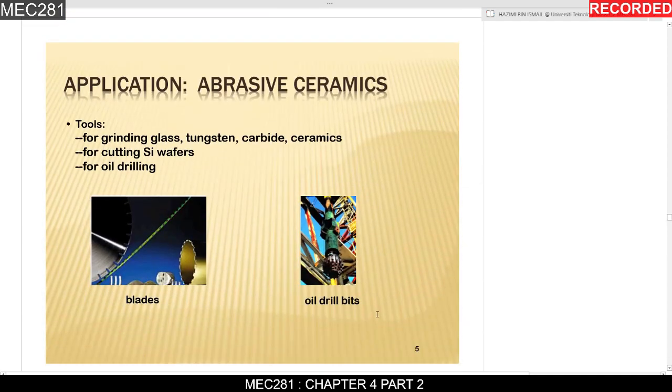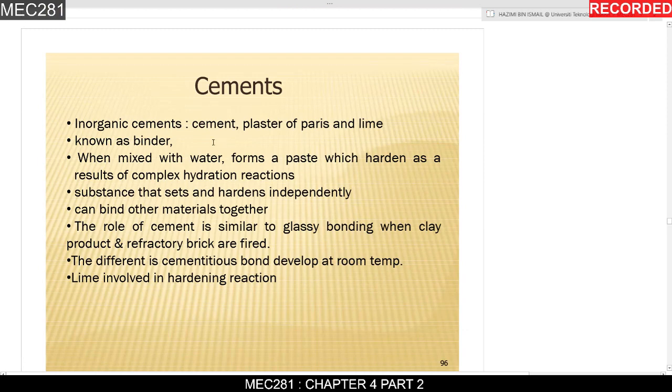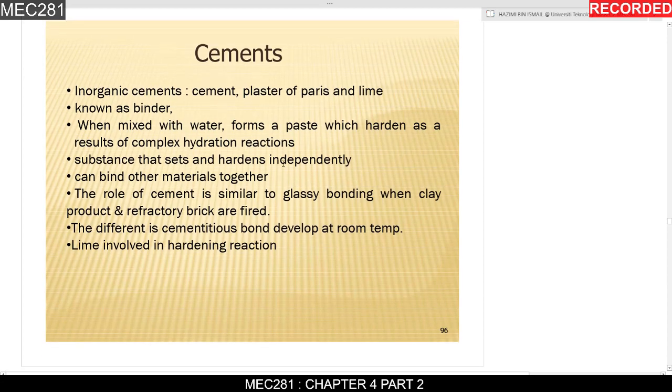Okay, then we go to the cements. Okay, cements, dia cakap sini apa? Plaster of Paris and lime is also the composition or mixture in the cements. Okay, we mix the cements, plaster of Paris and lime, known as binder. Cement we know as a binder. So awak tahu lah kan simen kegunaan dia apa.